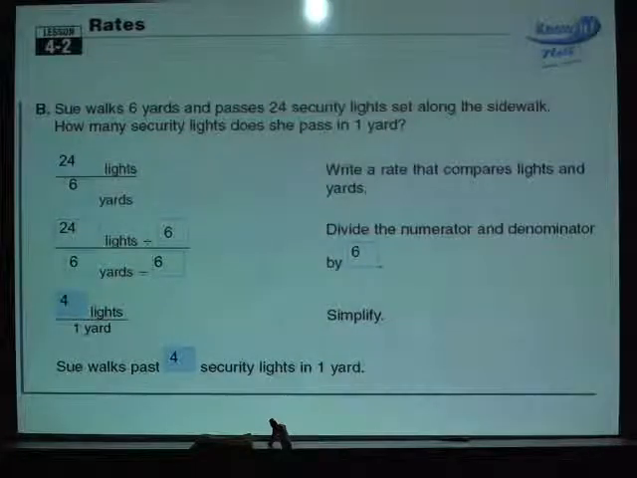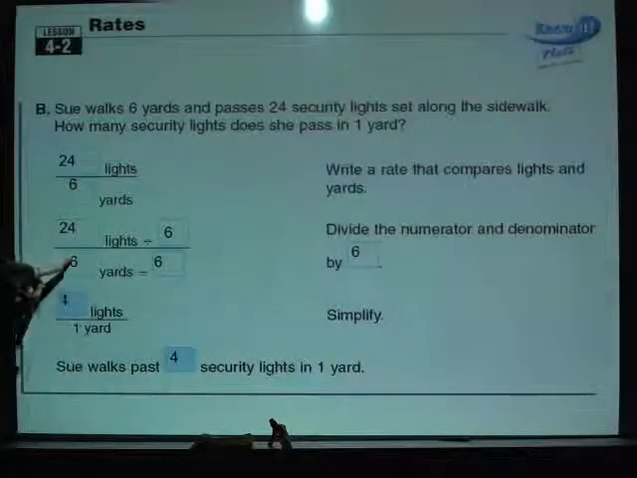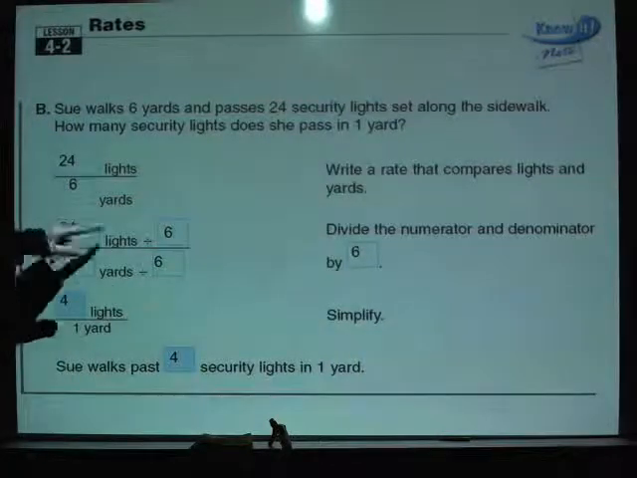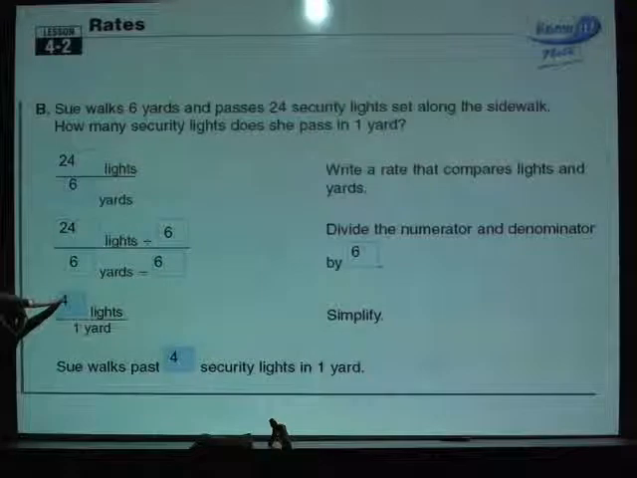And again, since the question is asking me to figure out how many lights are in 1 yard, I'm going to make the bottom number go down to a 1 here, which is what you can see happening. Well, since this is 6 in the bottom, I'm going to divide out 6. So I'm dividing both the numerator and denominator by 6. 24 lights divided by 6 works out to be 4 lights for every yard. So Sue is walking past 4 security lights in 1 yard.